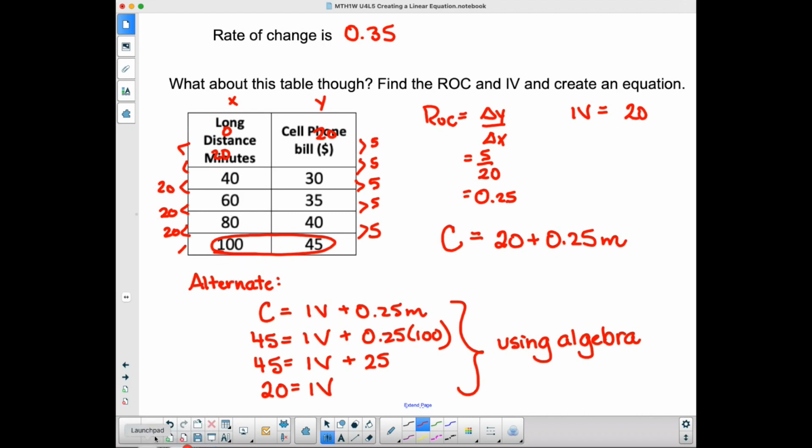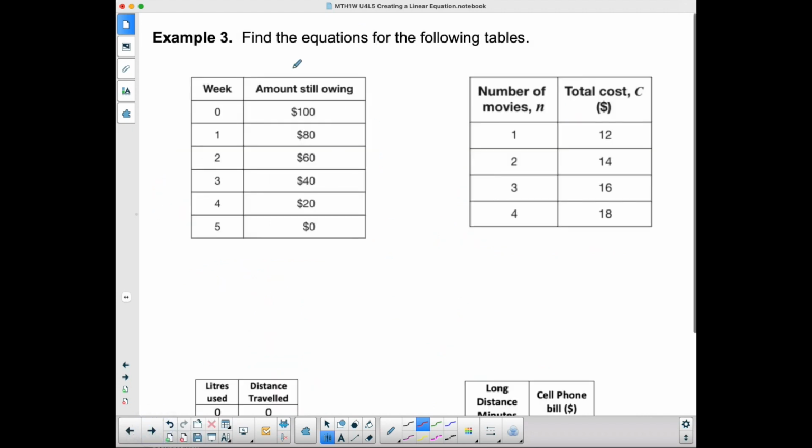Okay, so moving right along, let's take a look at another one. Find the equations for the following tables. So this one looks good. We've already got a 0 here. If this is my x and this is my y, we've got a 0, so we know it starts at 100. Let's figure out our rate of change. So this is going up by 1, and this is going down by 20.